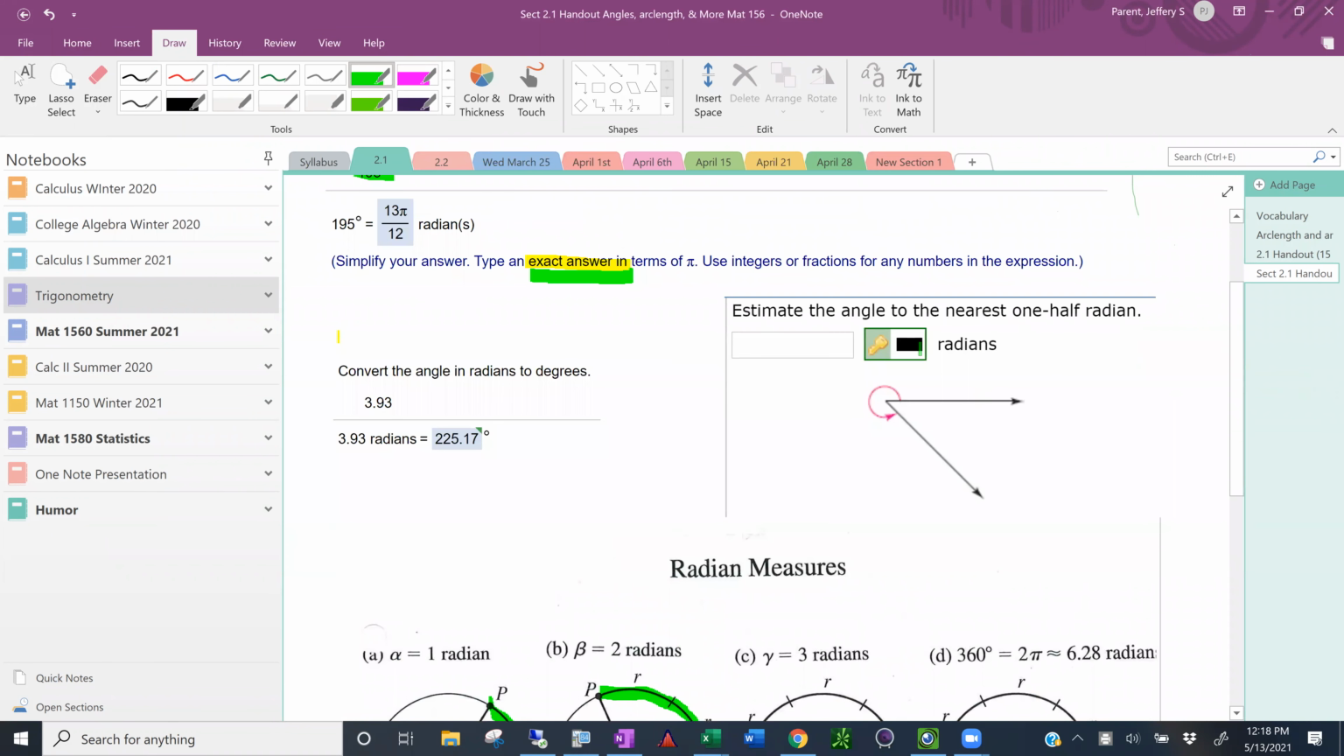This one's kind of a good one. It says, estimate the angle to the nearest 1/2 radian. What on earth would that mean? Well, the angle that they're talking about starts out here as an angle in standard position and is going to rotate counterclockwise around to this terminal endpoint right here. We want to know roughly what angle that is.